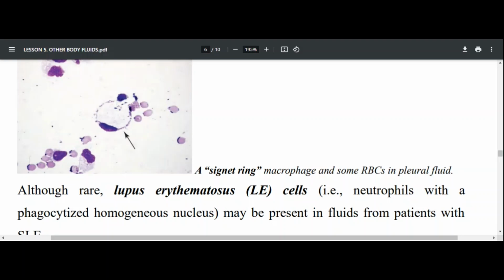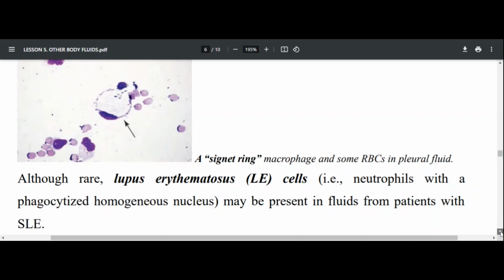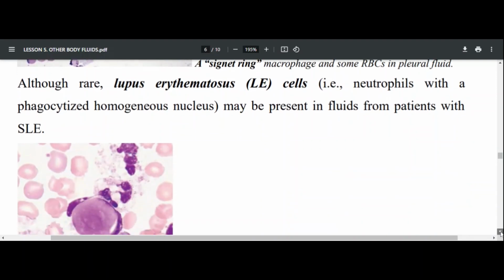If those are seen, they are normally associated with lupus. They are in fact neutrophils, but with phagocytosed materials. The phagocytosed materials, in the case of systemic lupus erythematosus, are just lupus materials that are homogeneous, and they may be present in patients suffering from systemic lupus erythematosus.